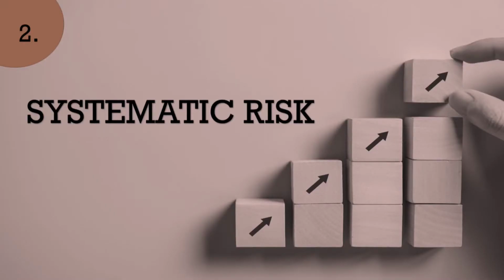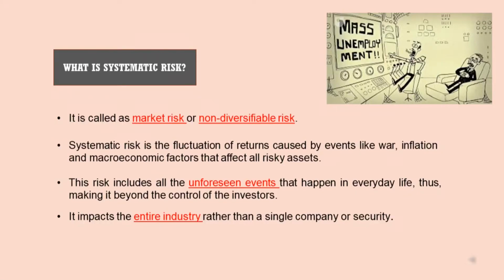Next, I will continue the slide with systematic risk. Okay, what is systematic risk? Systematic risk is known as market risk or non-diversifiable risk. It is the fluctuation of returns that is caused by events like war, inflation, political events, and macroeconomic factors that will affect all risky assets. Therefore, these risks are not unique to a given investment vehicle. This risk includes all the unforeseen events that might happen in everyday life, therefore making it beyond the control of the investor themselves.